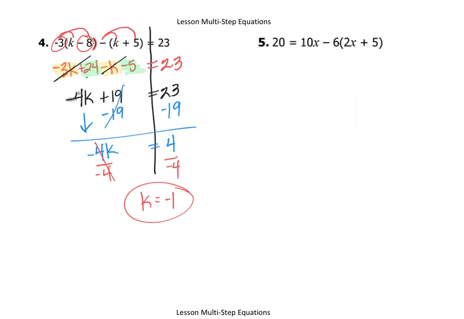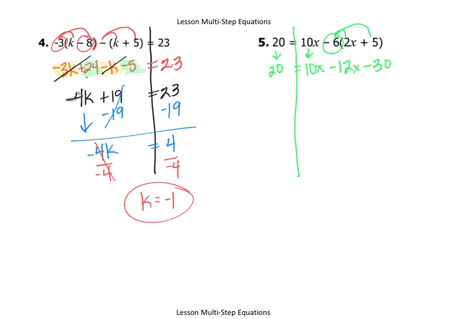Okay, our next problem is number 5. We have 20 equals, so there's where my line goes. 10x minus 6 times 2x plus 5. So we only have a 20 on this left side, so we're going to bring it down. We're also bringing down our 10x here on the right side because it's not the piece that's touching the parentheses. It's not the piece getting multiplied. Negative 6 is. So negative 6 times 2x is negative 12x. Negative 6 times positive 5 is negative 30.